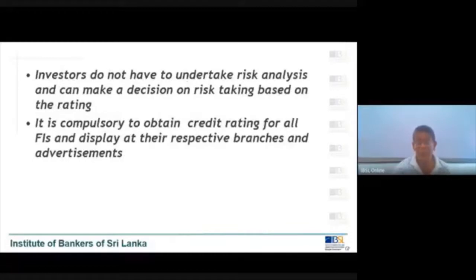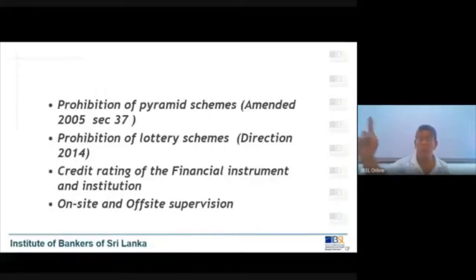It's good for investors, so they can analyze the risk of that particular organization they are going to invest in. So therefore, remember, it is compulsory for all financial institutions to obtain a credit rating. And not only that, you need to show your credit rating in your branch, and when you advertise, you need to mention your credit rating. And apart from all these things, the central bank as a regulator may carry out on-site and off-site supervision to see whether the financial institutions are run well, thereby maintaining stability.